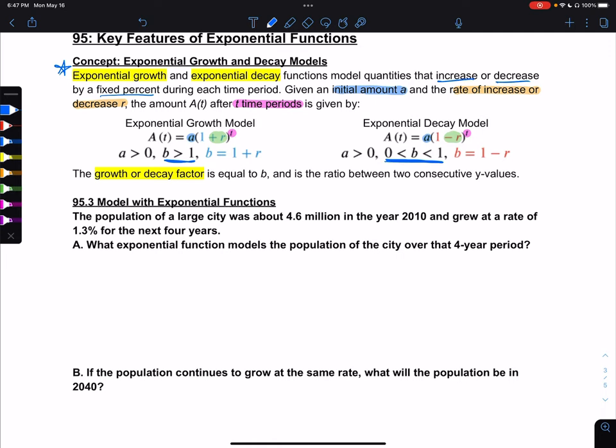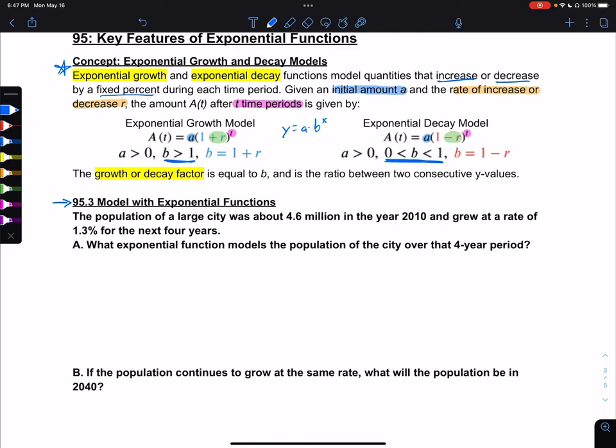And then your B value, we talked about exponential functions being y equals a times b to the x. Your B value is either determined by 1 plus r or 1 minus r, again, depending on whether it is a growth or a decay model. Okay, that's pretty much it for that part. The growth or decay factor is equal to b, and the ratio is between two consecutive y values. Easy enough. So now let's get into the actual problem, 95.3, model with exponential functions.